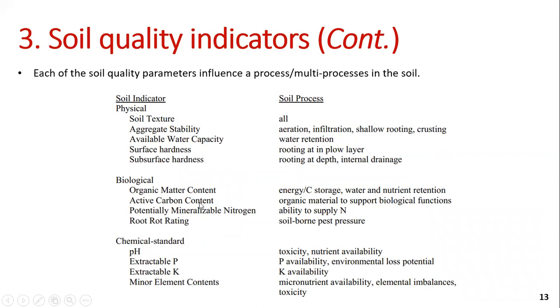Another example, if we look at a biological indicator like root rotting, this can affect the process of developing soil-borne pest pressures. If we look at the chemicals like the pH, when the pH of the soil is changed, it can create toxicity in the soil because the pH can affect the nutrient availability. We know that some of the nutrients become very soluble and mobilized at high pH, while others are available at low pH. So this can create toxicity or can affect the nutrient availability, and so on.